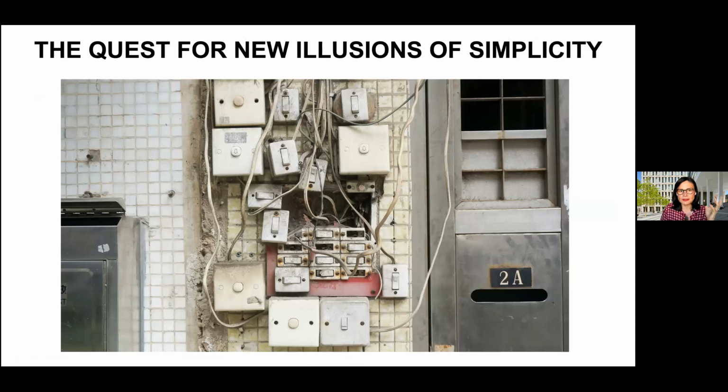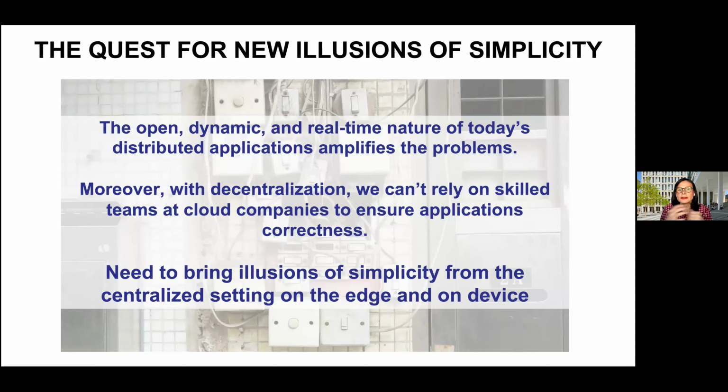So to sum up this second part of the talk, we can say that with computing getting distributed, disorder and broken state became the norm. Consensus became necessary for universality, but is challenging. And the open and dynamic real-time nature of today's decentralized data-driven applications just amplifies the problems. And again, with decentralization, we cannot rely on skilled teams at cloud companies to ensure application correctness. So basically, we need to bring the illusions of simplicity from the centralized setting to the edge and on device, and of course, do so in an affordable way in terms of performance.